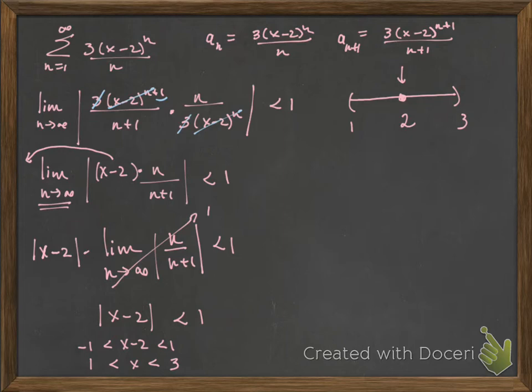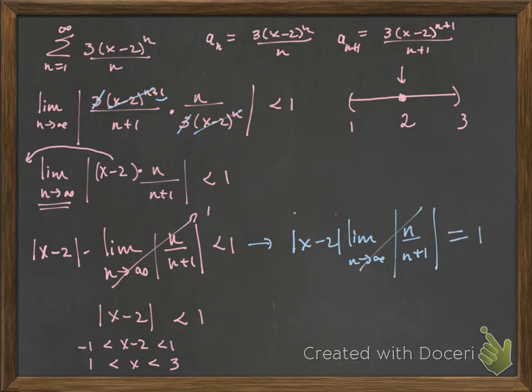Now, let's explore this and see why these are the endpoints. What about the x values for which this limit, let's write it down here. Everything will act the same way, except instead of less than 1, what about when this limit as n goes to infinity of n over n plus 1 is equal to 1? That's the inconclusive part of the ratio test. That still goes to 1, so this is equivalent to saying this.